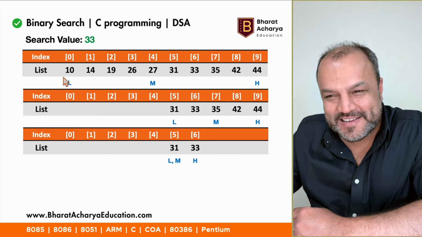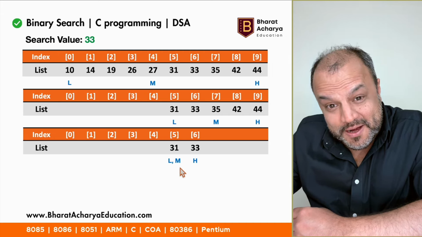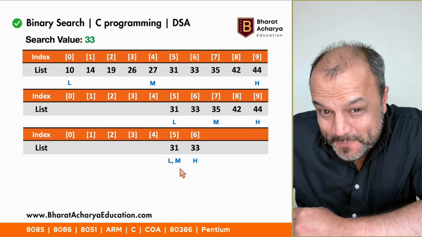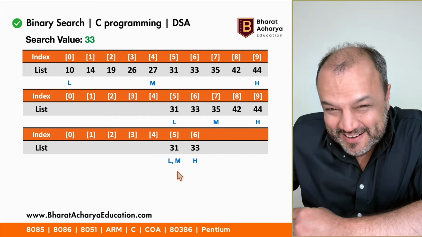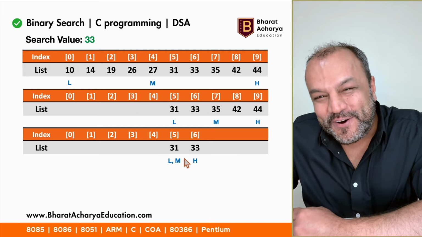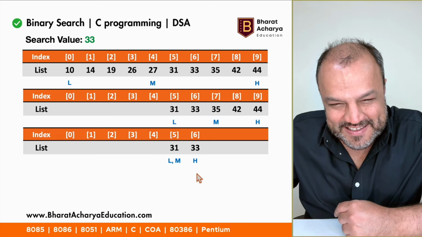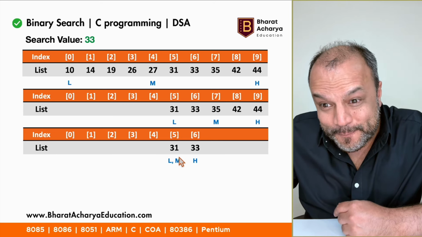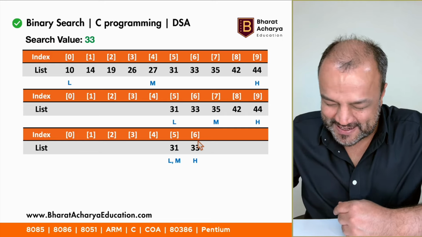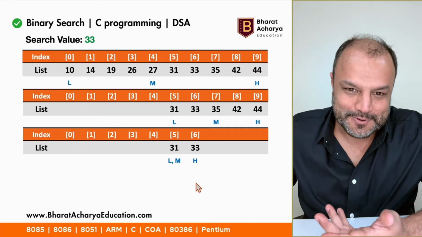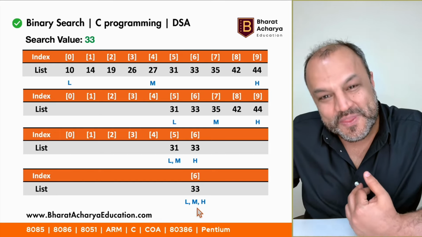Now repeat the process. Compare your search element with mid. Search element is 33, mid is 31. Not found, no problem. 33 is more than 31. That means you go on the right. When you go on the right, high remains the same. Low becomes m plus 1. So low is 6. High is also 6, and therefore m is also 6, because 6 plus 6 divided by 2 is 6. So this is low, this is high, this is m.